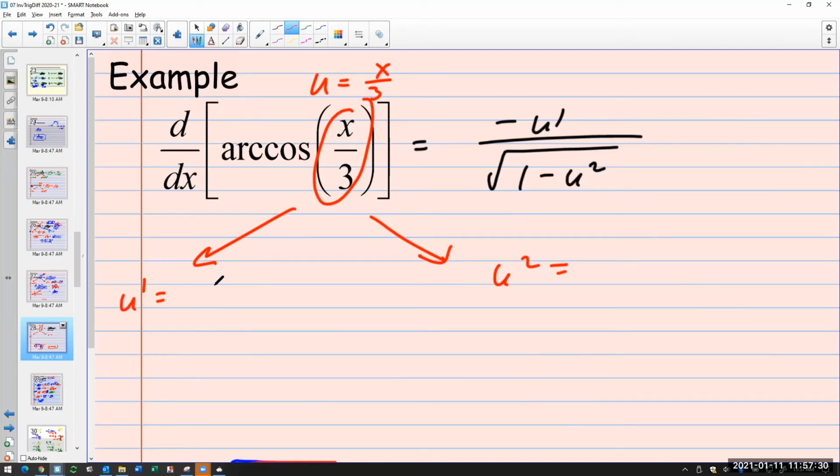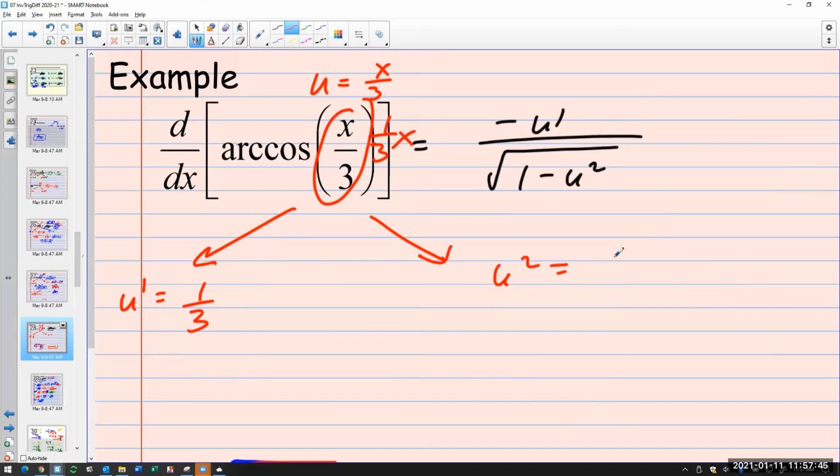Did anyone get the derivative of x over 3? 1 over 3, very nice. Okay, why? Because that x bounces out. Do you remember that? So this is really 1/3 x. The x bounces out. So the derivative of 1/3 x is 1/3.